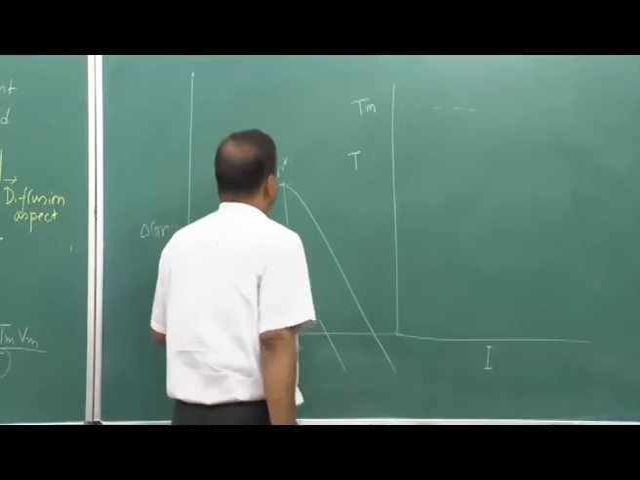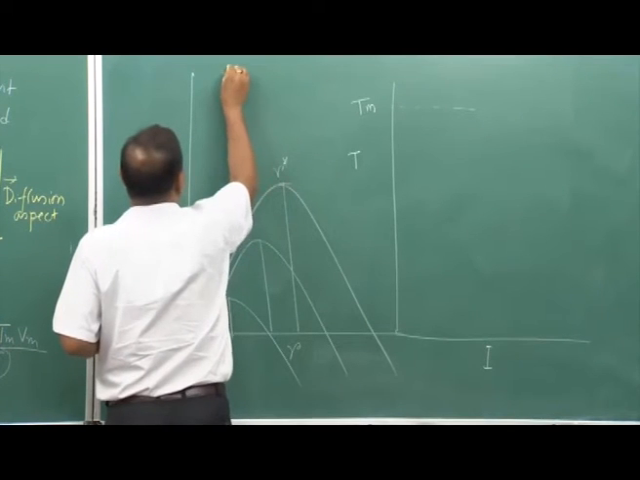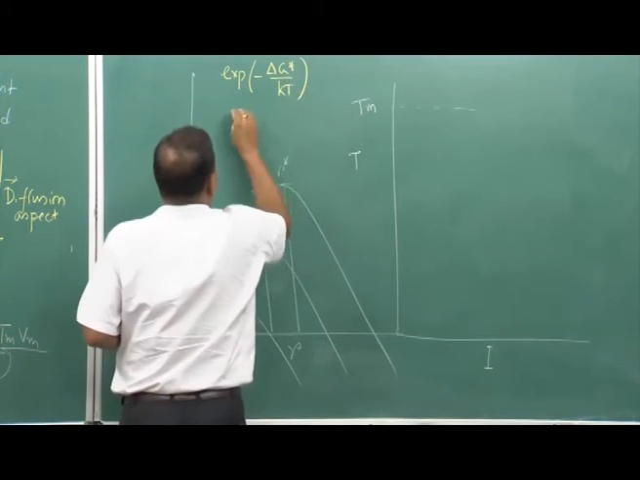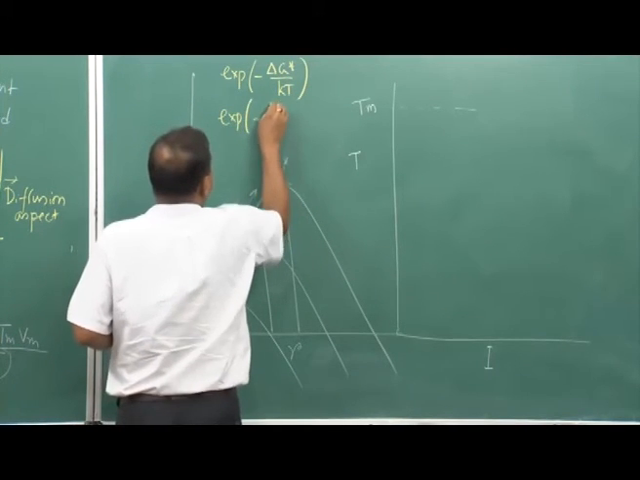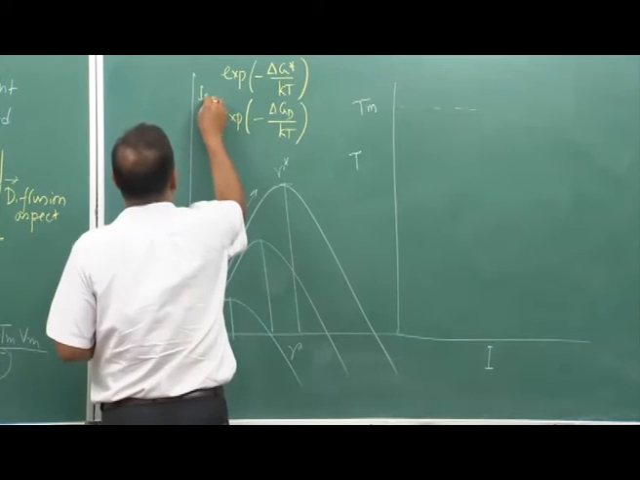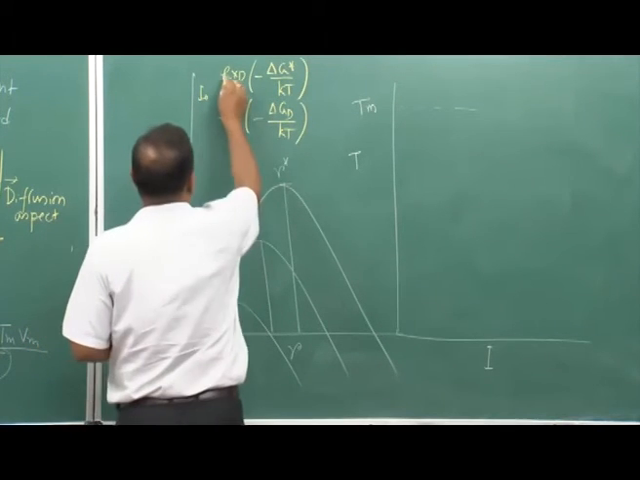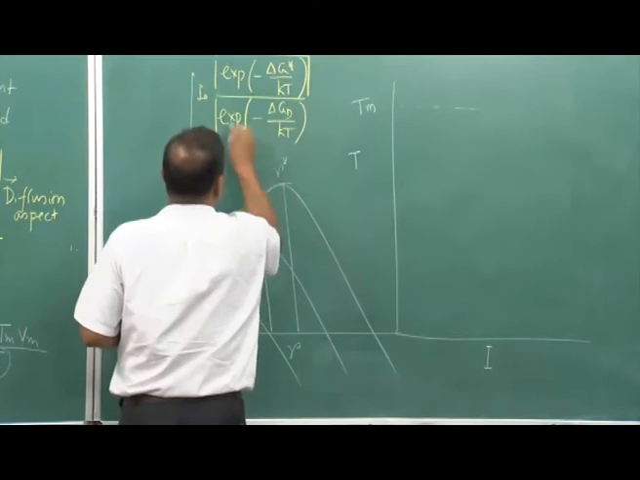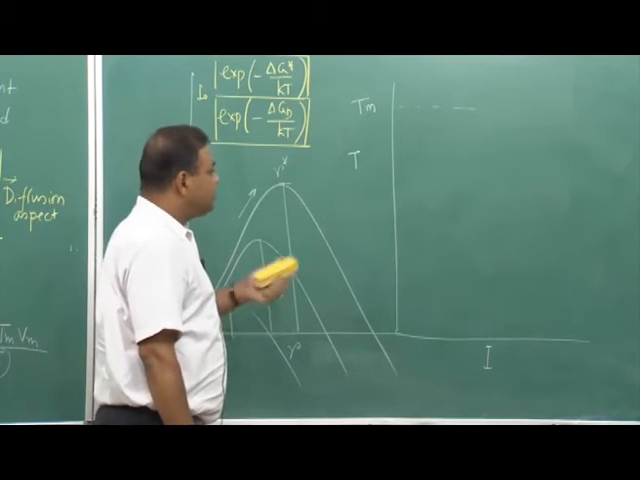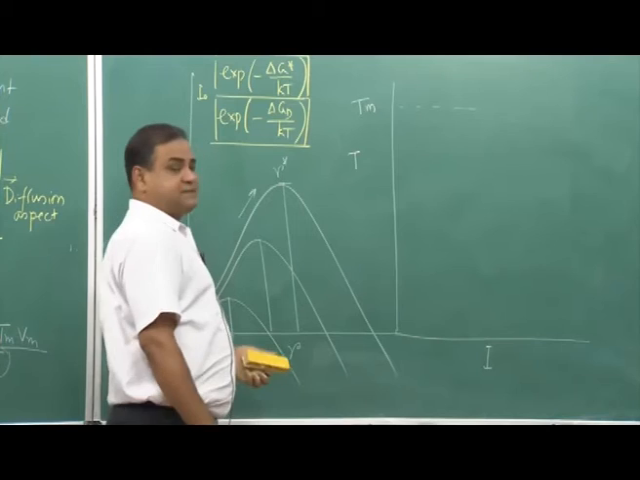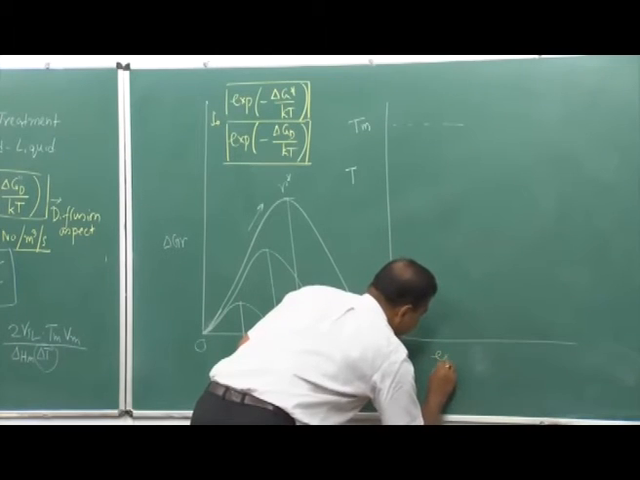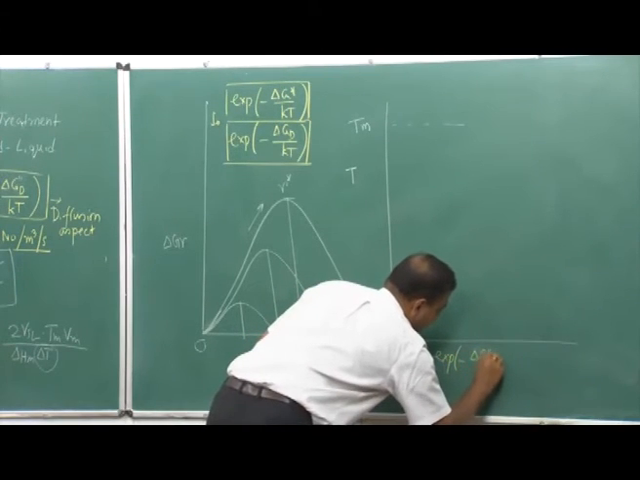Now, if we plot these two expressions, so let us write those two expressions: exponential minus delta g star by kT, and the other one is exponential minus delta g d by kT. I is common. If I try to see this variation and this variation, let us see how these two variations would look in the temperature axis. I am plotting first exponential minus delta g star by kT.